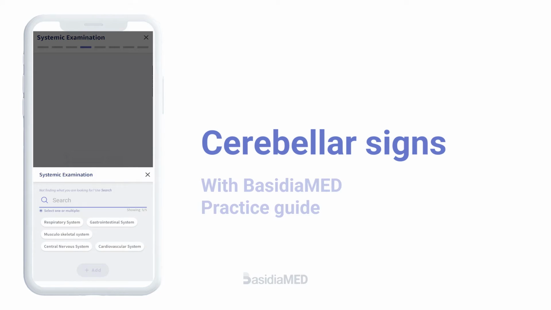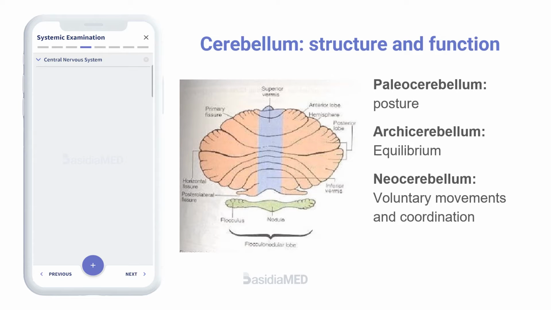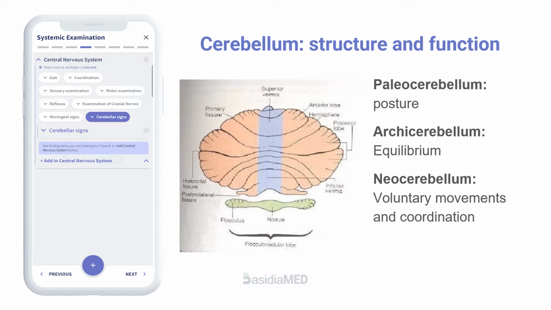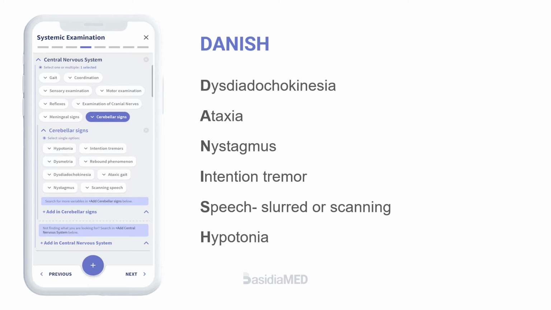Cerebellar signs. Cerebellum is an infratentorial structure in the posterior cranial fossa. It has two lateral lobes and a central vermis. Functionally, it can be classified as paleocerebellum, responsible for maintaining posture, archicerebellum, for maintaining equilibrium, and neocerebellum, for voluntary movements and coordination. Following are signs that can be elicited in disorders of various cerebellar functions.